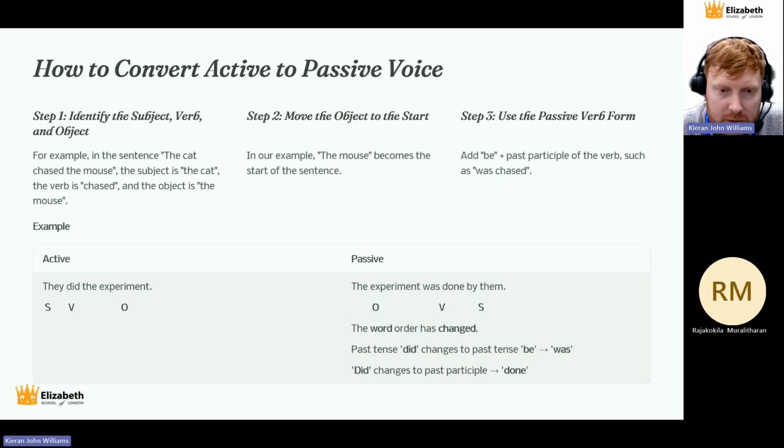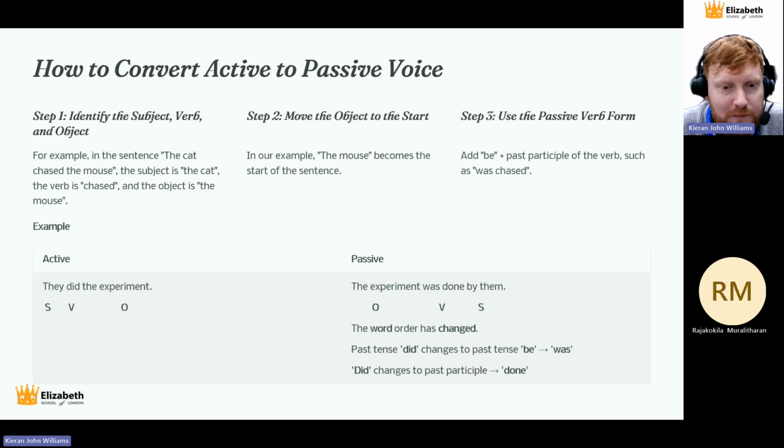And let's imagine if it was in the future. If it was in the future, it could be will be. Okay, so you find the tense of the original sentence, and then you put be in the correct tense. So if it's past, was or were. If it's present, is, am, or are. Or if it's in the future, you would use will be.